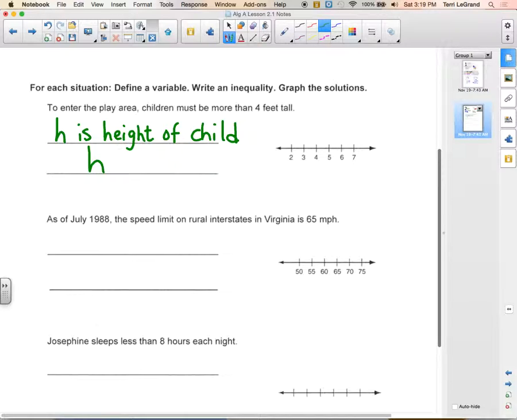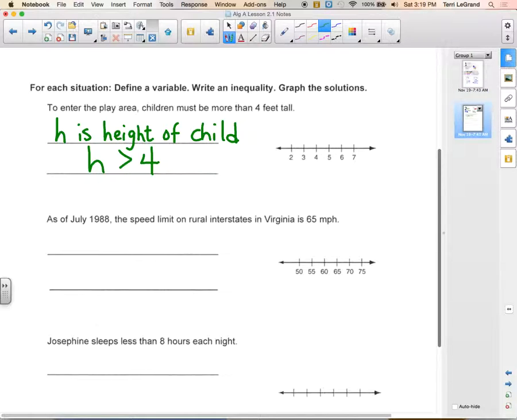So it is greater than, and it says more than 4. It doesn't say 4 feet or more. It says more than 4. So we're not going to include the equal to bar. And so the inequality that represents that is h is greater than 4.